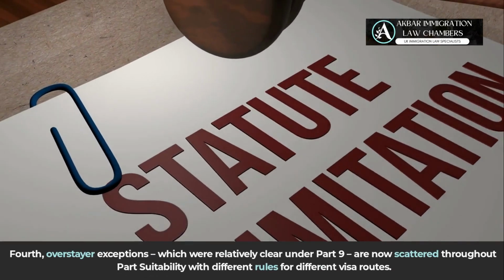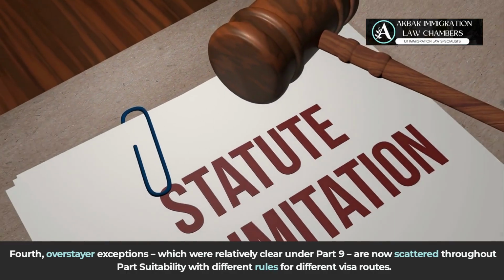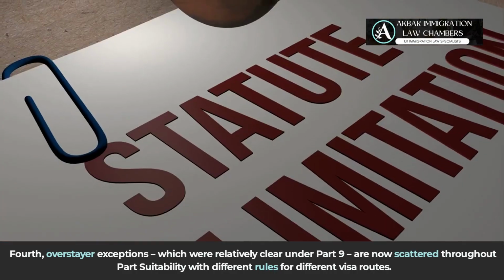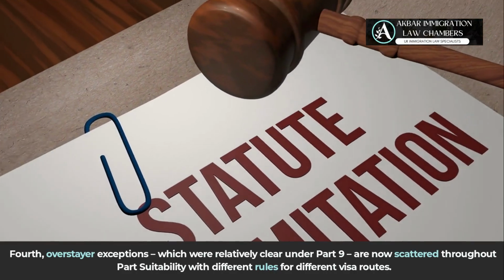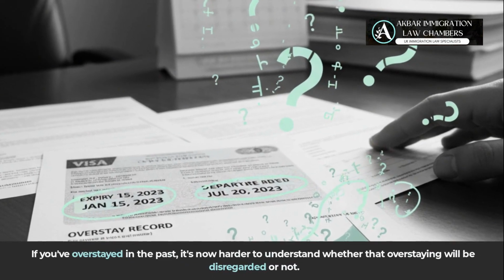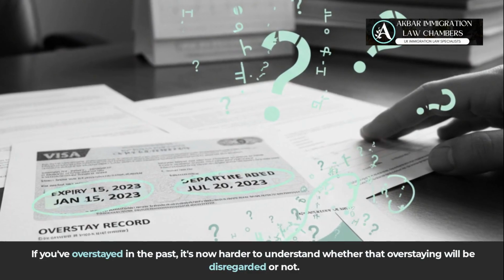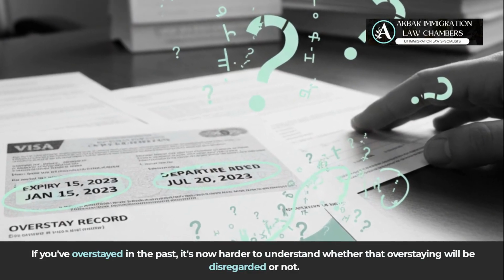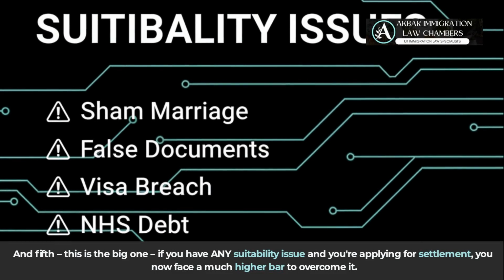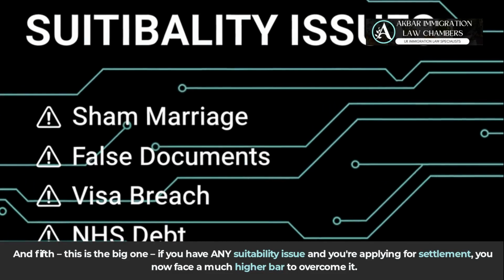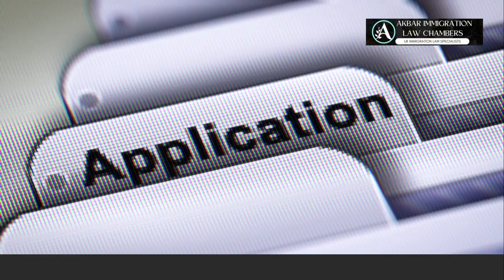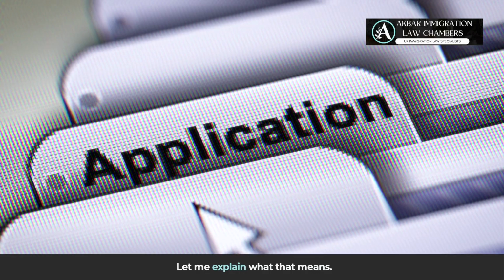Fourth, overstayer exceptions, which were relatively clear under Part 9, are now scattered throughout Part Suitability with different rules for different visa routes. If you've overstayed in the past, it's now harder to understand whether that overstaying will be disregarded or not. And fifth, this is the big one. If you have any suitability issue and you're applying for settlement, you now face a much higher bar to overcome it. Let me explain what that means.